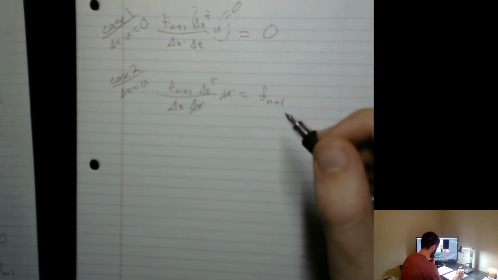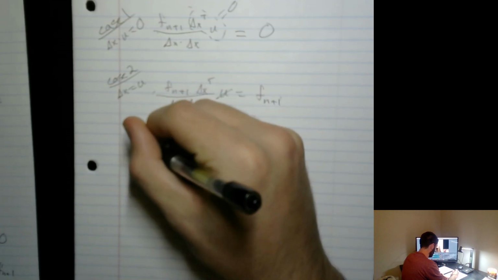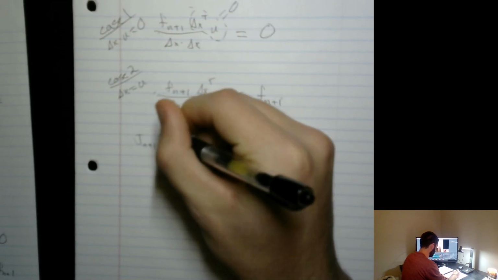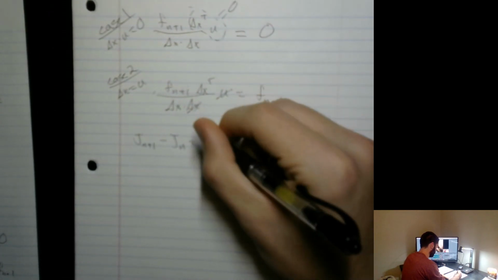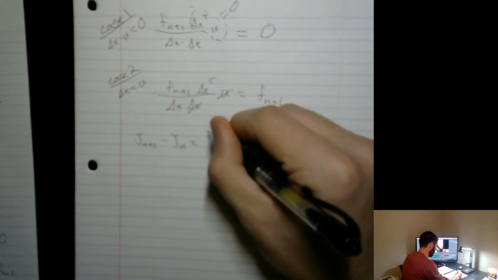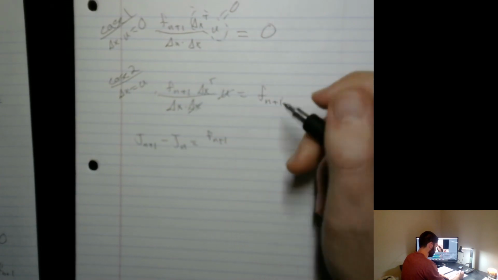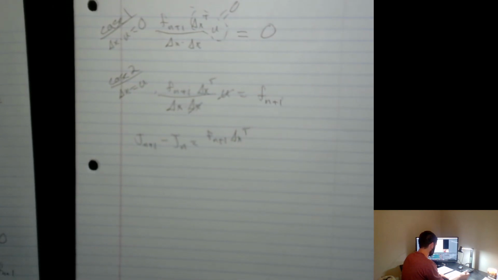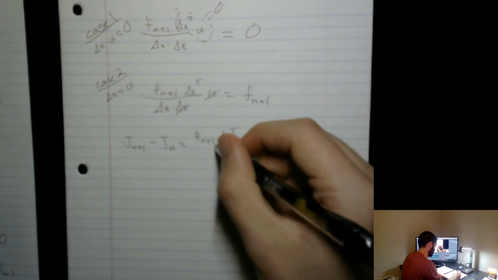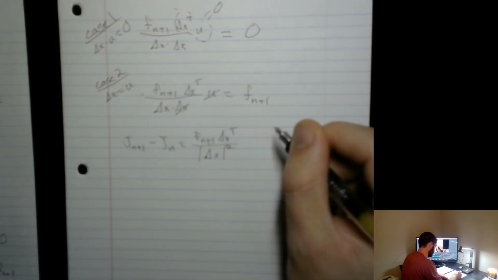So now what we have is jn plus 1 minus jn is equal to that proof we just did, f of n plus 1 times delta x transpose over delta x squared.